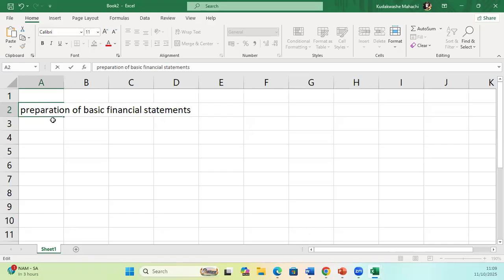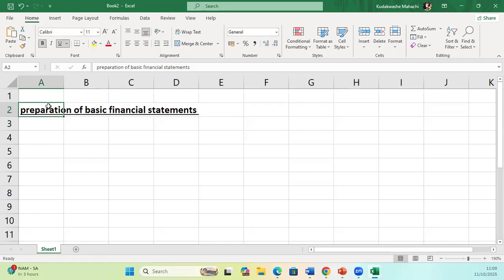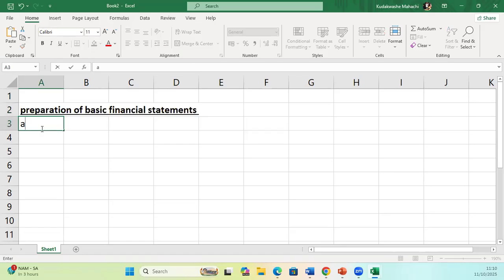So if we are trading, at the end of the period, we need to determine whether we've made a profit or a loss. At the same time, we need to know at the end of the period how much of the assets we have, and also how much of the liabilities we have. So if we are preparing basic financial statements, which are these?